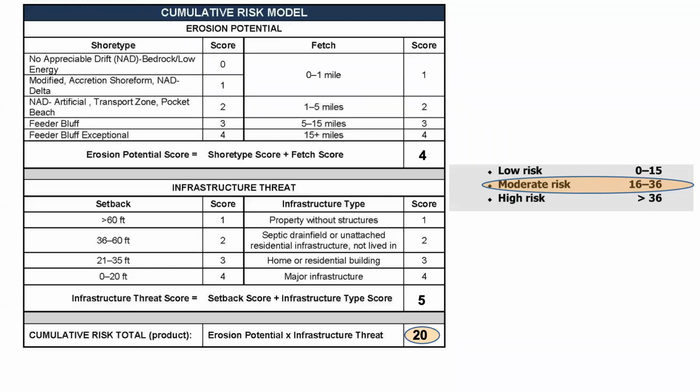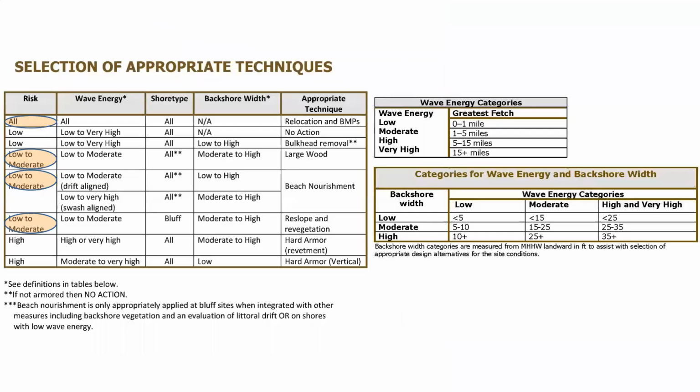So let's pull up that alternatives analysis worksheet that we showed at the beginning. And here we go. So we can see all the information here. The table on the left shows us that we need our wave energy. I've already highlighted the risk that categorizes to what we just calculated. So we need our shore type, we need our backshore width in addition to that risk. So the table on the right shows you how to get that. And so we're going to kind of step through that.